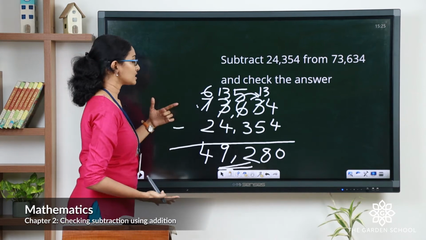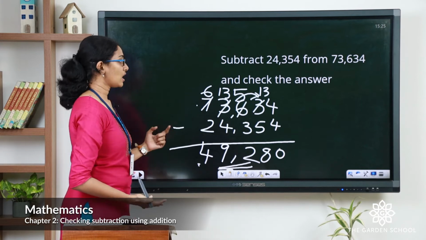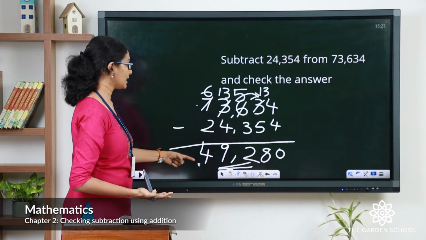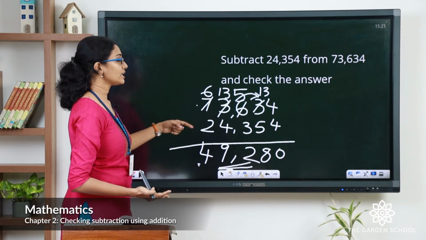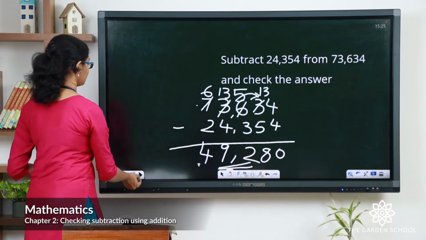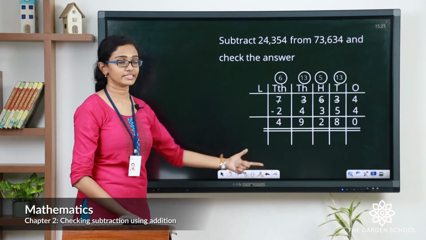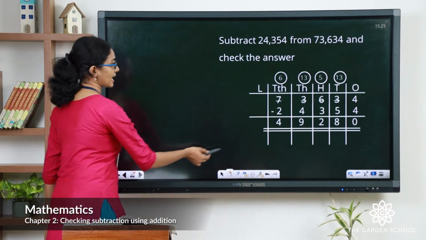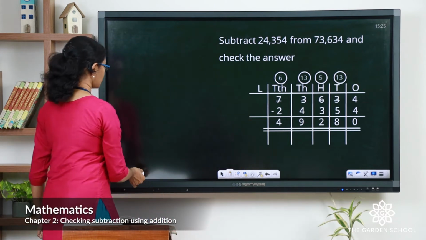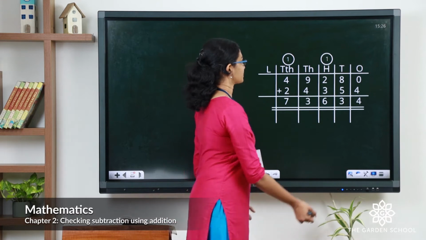So, from the first simple example, we know that the minuend, which is the bigger number, should be equal to the sum of the difference and the subtrahend. Now, how do we do that? We have to add the difference and the subtrahend and check if we get the minuend. Let's do that now. Here we have the difference 49,280. Now, let's add the difference and the subtrahend. Now, let's start adding the ones.